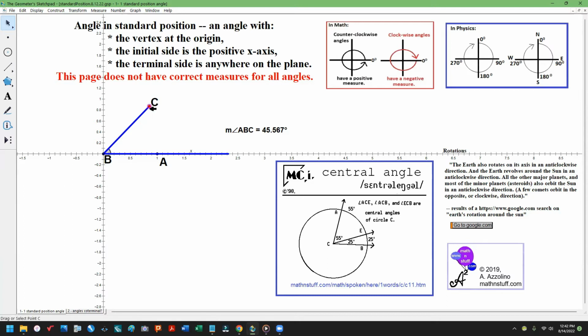In math, we call this standard position, and when you swing or turn in a counterclockwise direction, it's a positive. If, however, you turn the angle in a clockwise manner, that's a negative. So angles have negatives and positives.